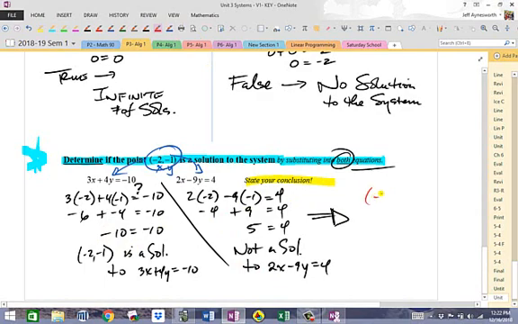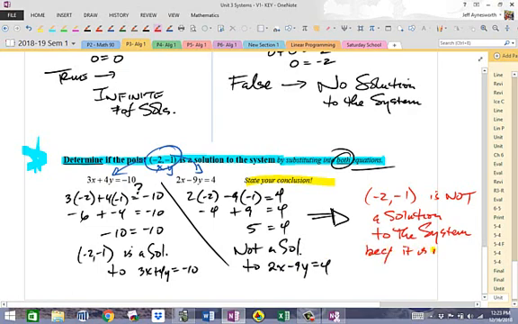So I'm going to say that -2 comma -1 is not a solution to the system, because it wasn't a solution to both equations. Okay, here comes the important part. Because it is not a solution to both equations.